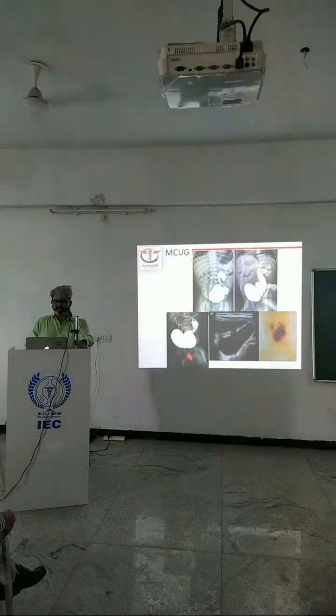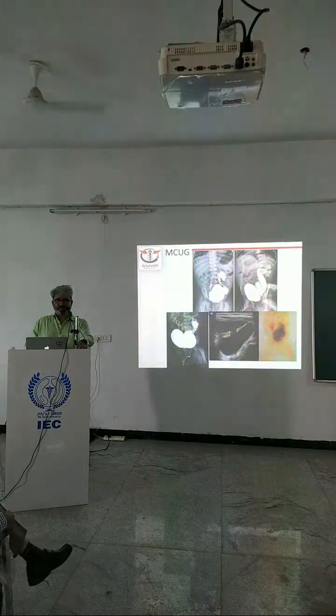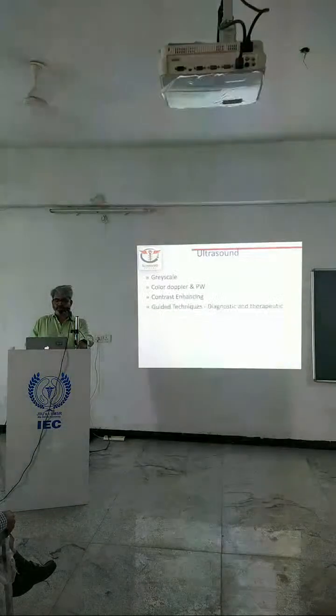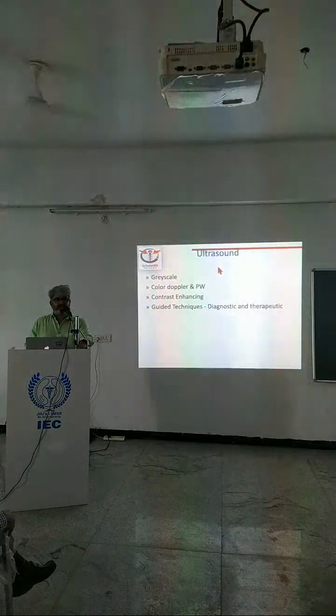And in this image, you can see that there is a Hutch diverticulum which is involving the lateral wall of the bladder on the left side. It can be nicely seen on ultrasound, and even intravenous urography shows a similar kind of picture, showing involvement of the lower part of the bladder along with the lateral wall. Now coming to ultrasound, ultrasound comprises grayscale ultrasound, color Doppler, and pulsed Doppler, and contrast enhanced ultrasound.